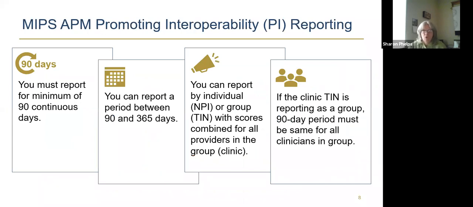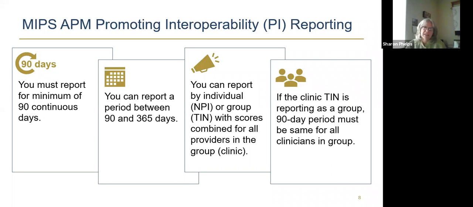Okay, a few more important points. We already talked about you must report for a minimum of 90 continuous days, but you can report any number of days, anywhere from 90 to 365. So it's up to you what time frame you want to pick. That's your decision. Another thing that is your decision is you get to pick whether you are going to report by individual or by group.